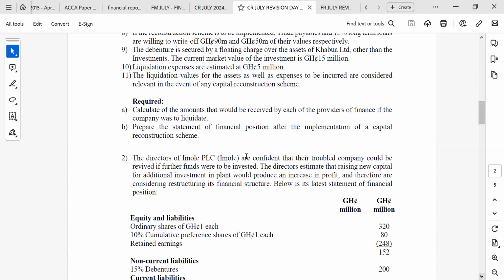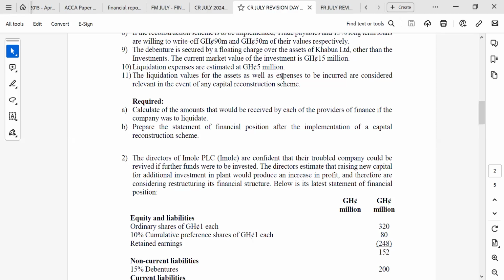Let's come to the requirement first. Whenever you see a question, read the requirement before you start reading the question. So what is the requirement? A. Calculate the amount that would be received by each of the providers of finance if the company was to liquidate. B. Prepare the statement of financial position after the implementation of a capital restructuring scheme.